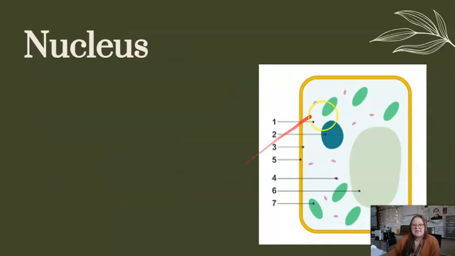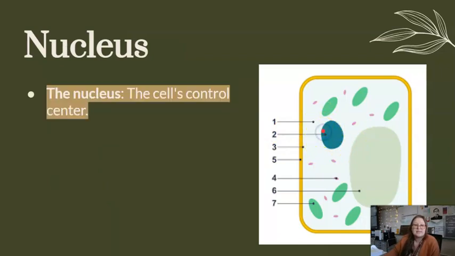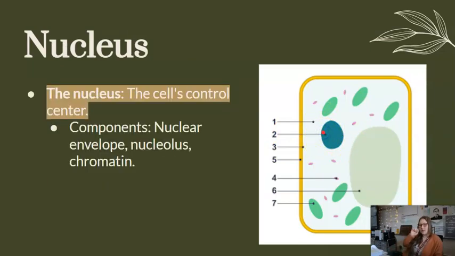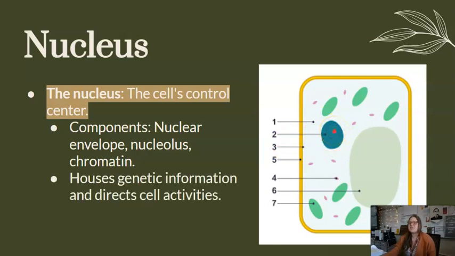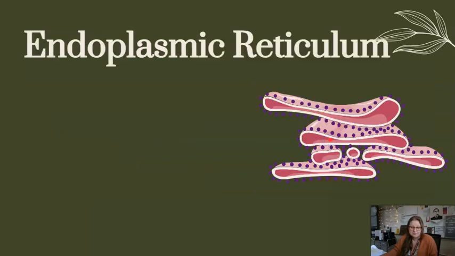All right, the nucleus. In this graphic it's not the clearest, but it's going to be number 2 right here, nucleus. It's the cell's control center. So the components are the nuclear envelope, the membrane on the outside, the nucleolus, which looks like the yolk on the inside, and then chromatin. It houses genetic information and directs cell activities. That's where the DNA lives and makes sure everything's happening as it should, in theory.